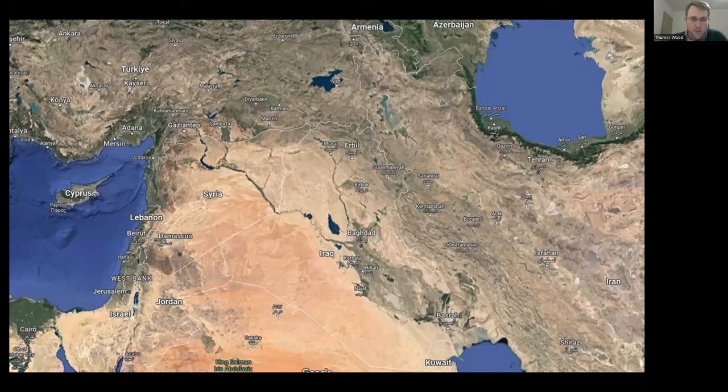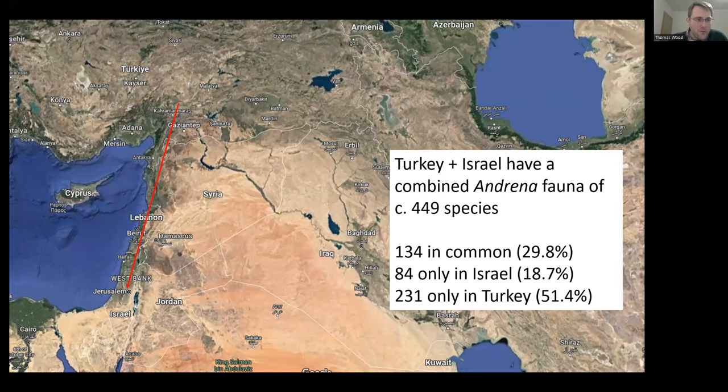If we have another example, this is in the East Mediterranean, the Levant. If you compare the faunas of Turkey and Israel, you have 450 species, but only 30% are in common between these two areas. And it is not an enormous geographic distance. So we have very, very high turnover between regions, very high degrees of endemism.